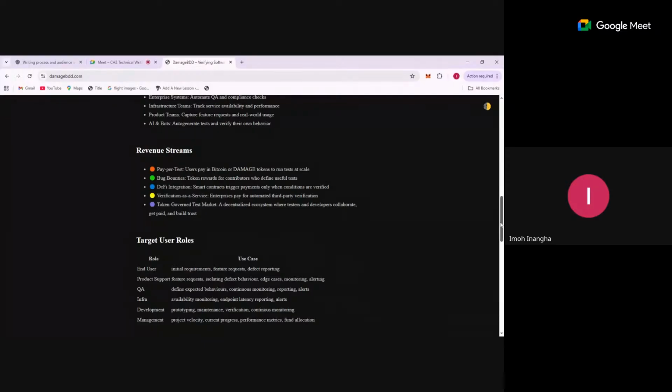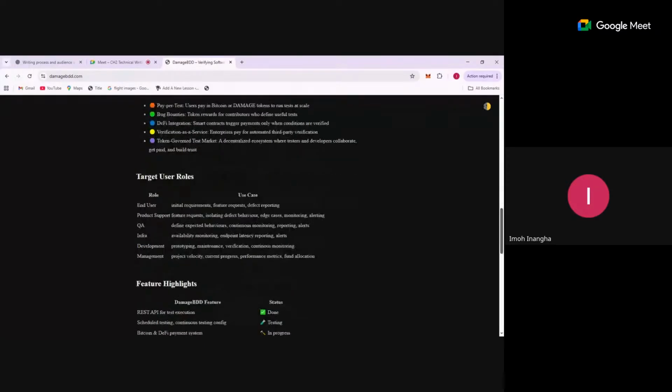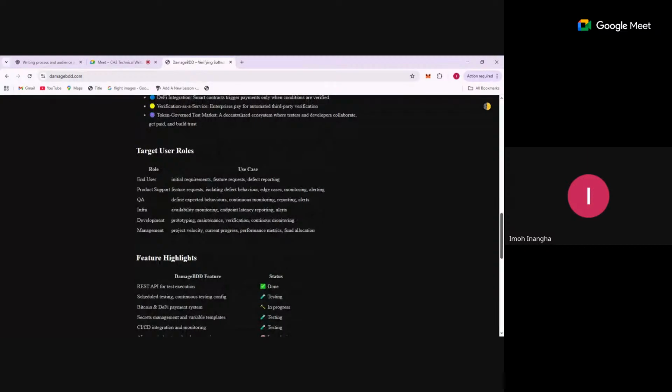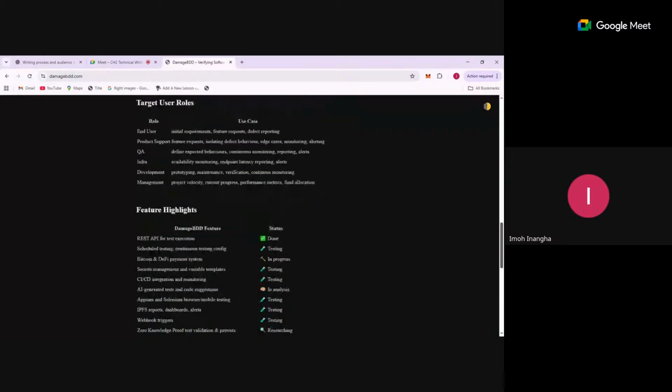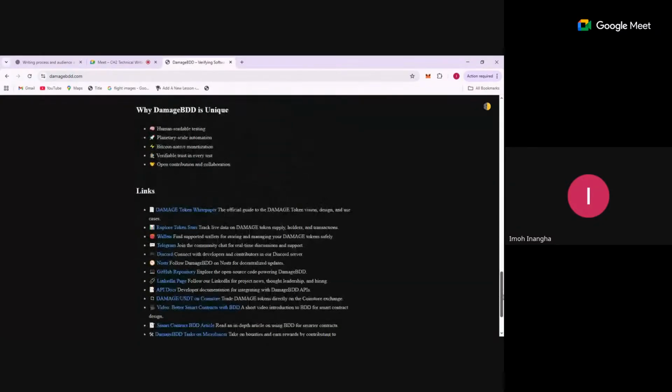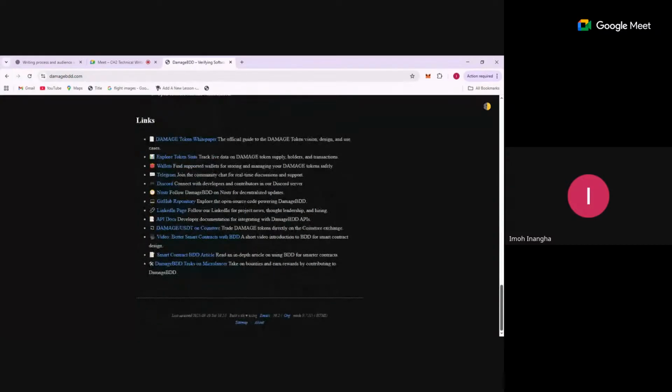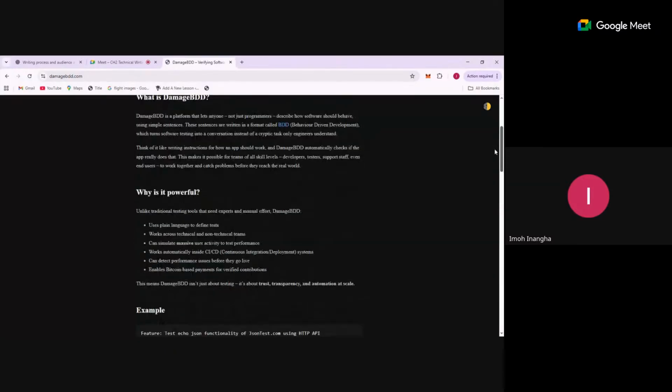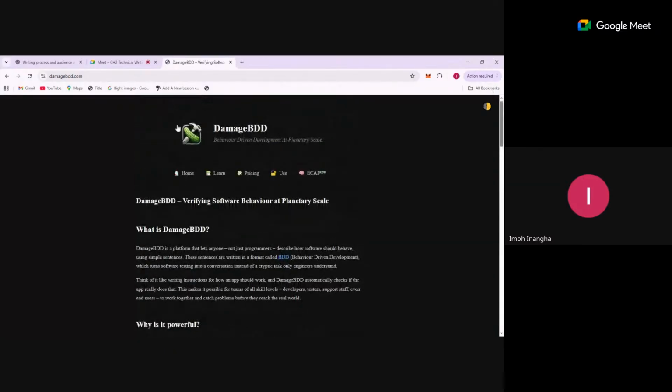You now go into target user roles. So the role of end user: initial requirements, feature requests, defect reporting. So this is the product. What you need to do now is go through the product extensively, very well. By our next class, tomorrow or the day after, I'm going to show you the use case of this product.